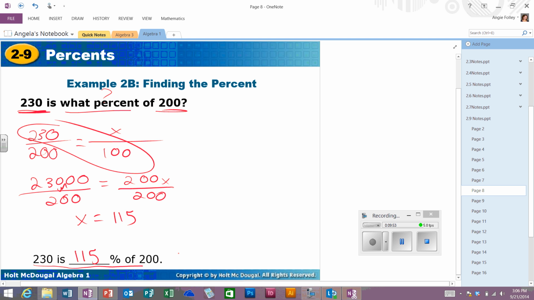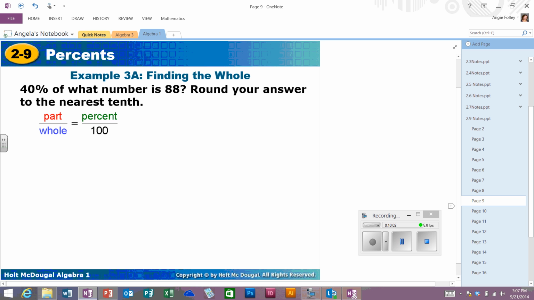200. So if on a test or a quiz or homework, you need to put a percent on this answer. Make sure you understand that. 40% of what number is 88, and they want us to round our answer. So, you guys, I understand on your homework you would maybe need a calculator. On your tests and quizzes, I'll give you problems that you don't need a calculator for.